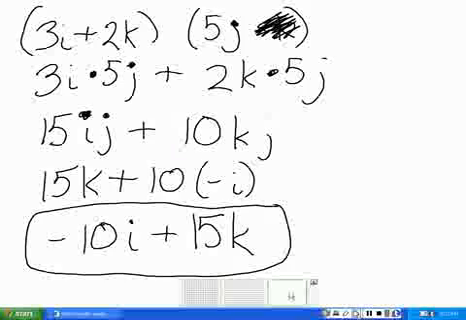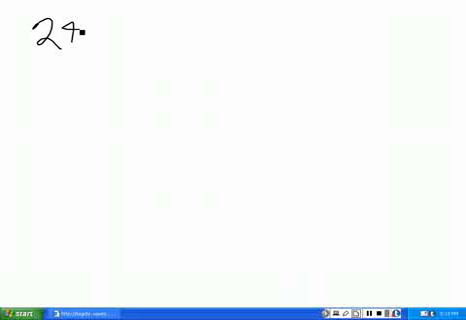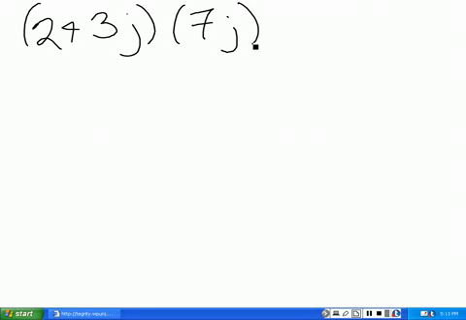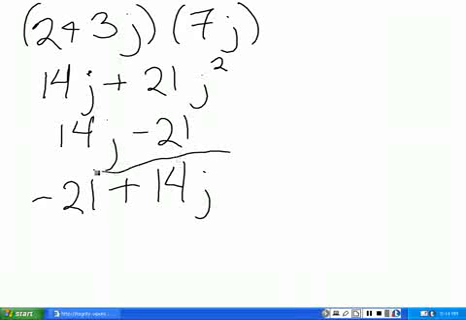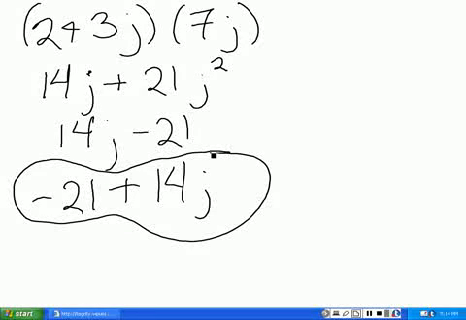For example, if I have 2 plus 3j times, let's not make this one too hard yet either. Let's do times 7j. Okay, well I get 2 times 7j, so that's going to be 14j plus, okay, this is going to now be 3 times 7, which is 21j squared. And we know that j squared is -1, so this is 14j minus 21, or 21 times -1, but we tend to write the pure real part, the part that doesn't involve an i, j or k, over on the left.